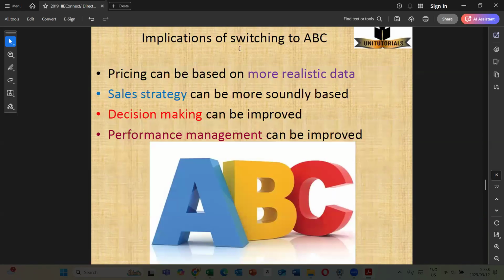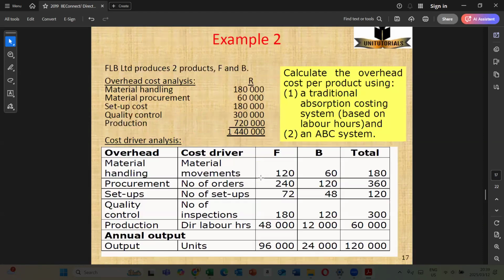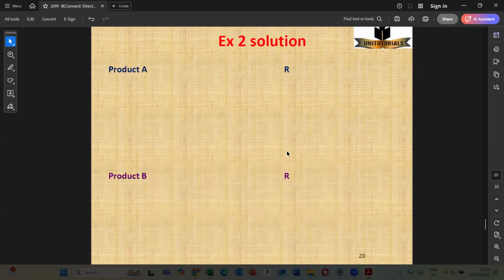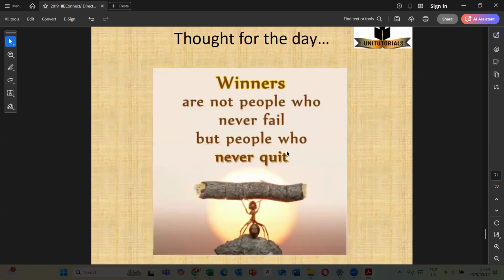Now, implications of switching to ABC. Pricing can be based on more realistic data. Sales strategy can be more soundly based. Decision-making can be improved. Performance management can be improved under ABC. We're going to look at these examples also in the Saturday class.